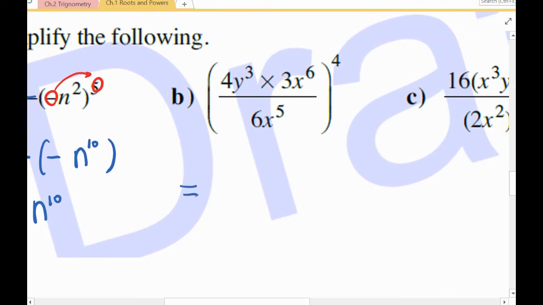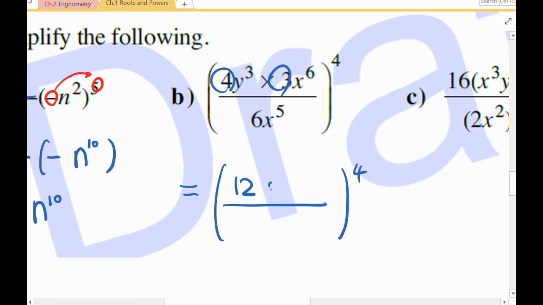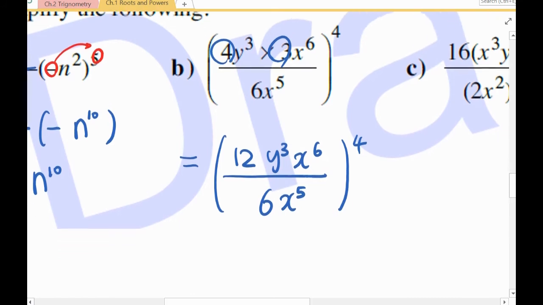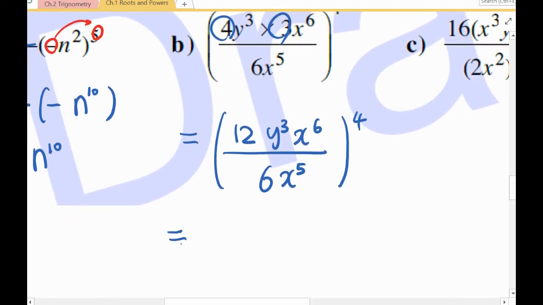Next. 4 times 3, 12. Y and x. You just write it down. Y to the power of 3, x to the power of 6, over 6 to the power of x to the power of 5. Alright, and we're going to reduce it. 12 becomes 2, 6 becomes 1. And we have x to the 5, x to the 6, so we cancel x to the 5. It becomes 6 minus 5 is 1, becomes 1.